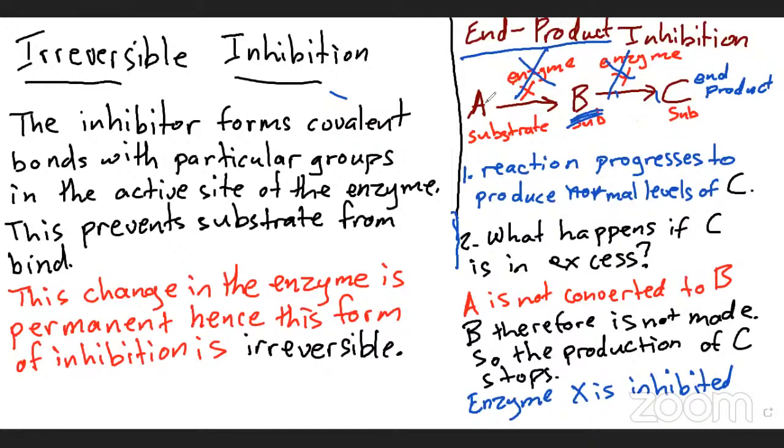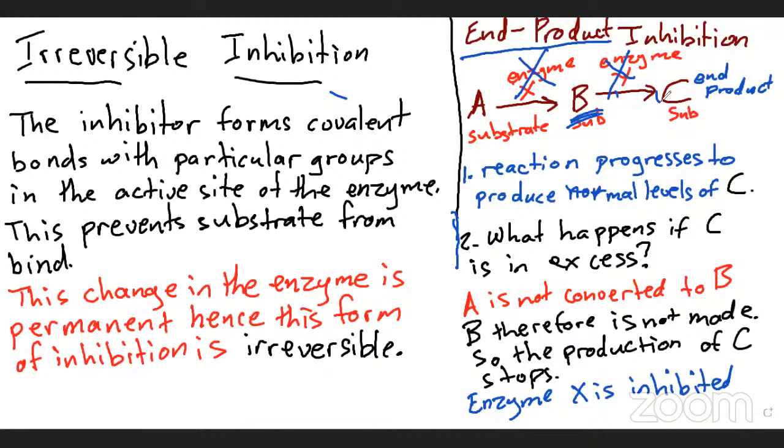Remember, the reaction starts going from A to B. Enzyme X converts A to B. Once A is converted into B, B is going to be converted into C. But the cell needs to stop the production of C. So what happens? Enzyme X is inhibited due to the high levels of C. The end product is C. High levels of C inhibit enzyme X. So enzyme X is not going to convert A into B. If A is not converted to B, B is not converted to C, and so no more C will be made. The product C is literally preventing enzyme X from working.